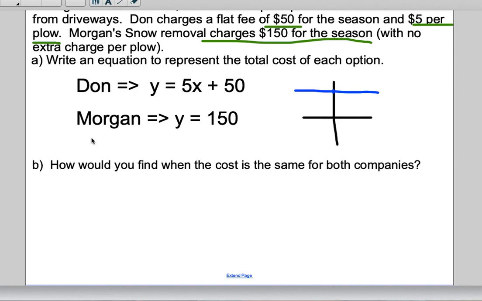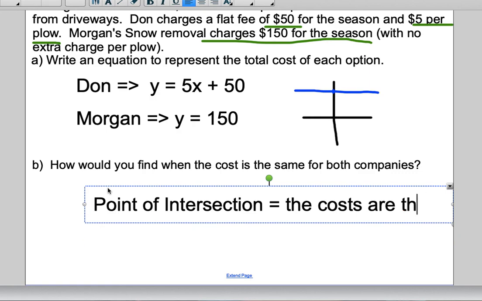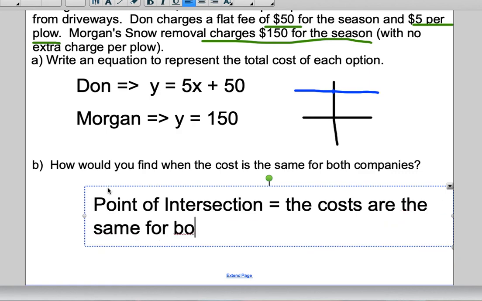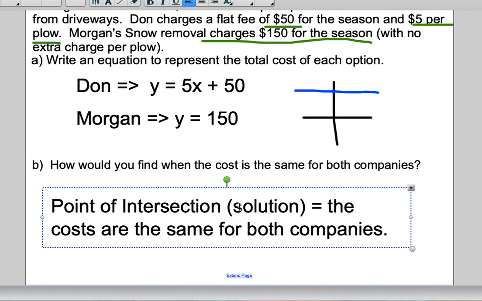So the question here is, how would you find when the cost is the same for both companies? If we're looking for the same cost, we're looking for the point of intersection. So in this case, that would mean the costs are the same for both companies. And remember, the point of intersection is the solution. So keep in mind, if it's asking you for the solution of the system, we are looking for the point of intersection.